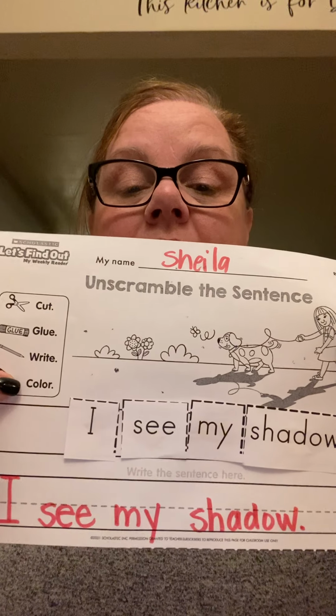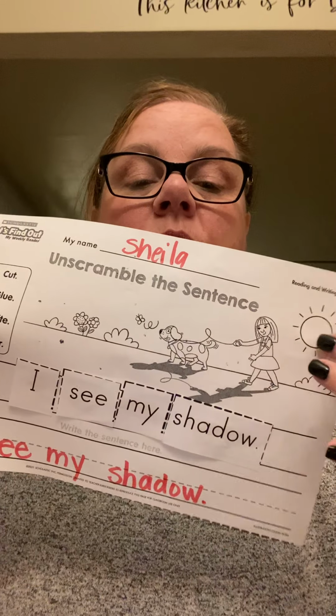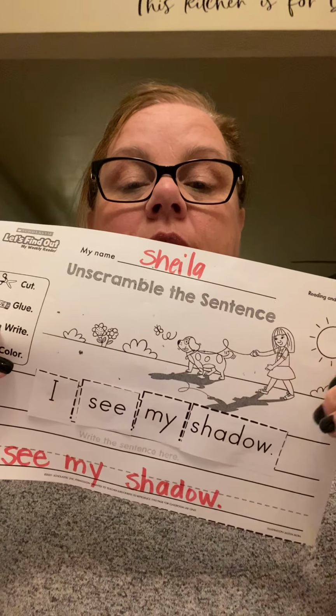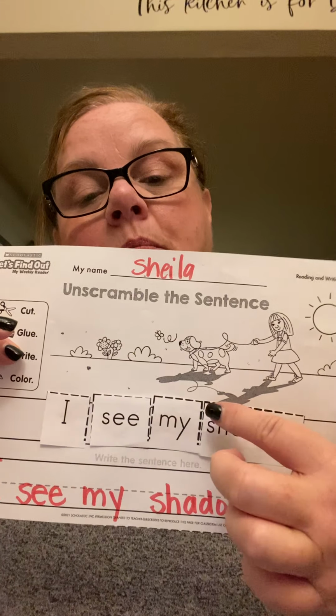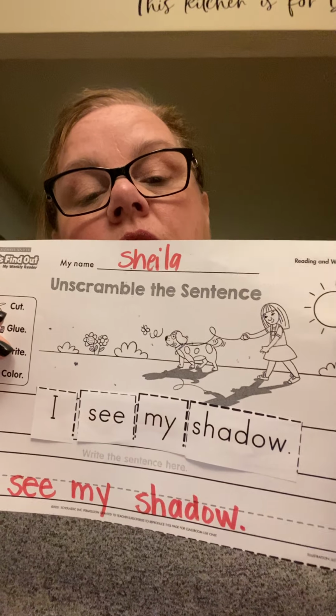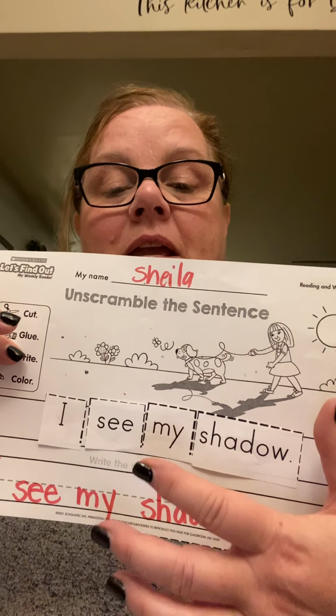The fourth thing they're asking us to do is color. So during coloring time, they're asking that we color our picture in. Okay, I see my shadow. And in this picture, you can see her shadow and you can see her puppy dog's shadow. Because look, they're blocking the sun. And when you block the sun or when you block light, you make a shadow.